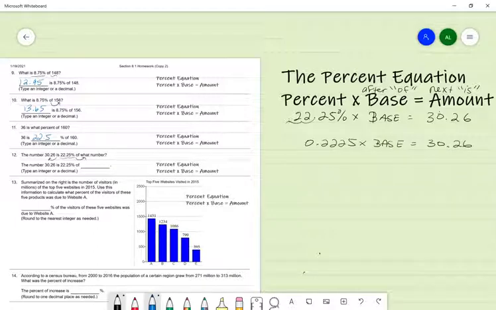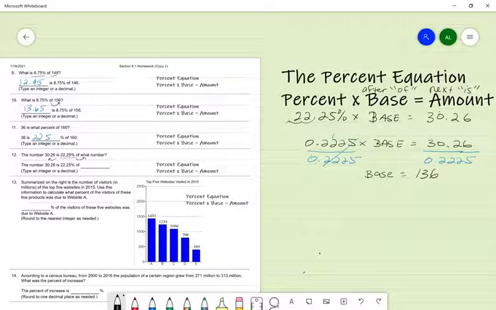Since I'm trying to solve for the base, I'm going to undo this multiplication of the 0.2225, and I'm going to do that by simply dividing by 0.2225. But if I divide one side of the equation, I must divide the other side of the equation by that same number. So now we're left with the base is equal to 30.26 divided by 0.2225, and that equals 136.